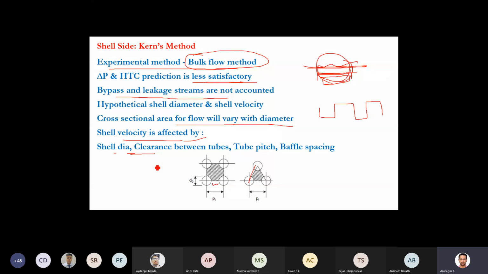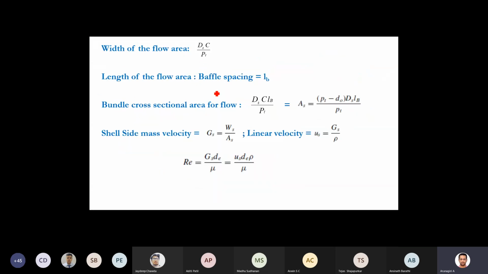But what Kern did, he calculated the velocity using this flow area AS. So the shell side mass velocity GS is equal to WS by AS. The linear velocity US is equal to GS by rho. But how did he calculate this bundle cross-sectional area for flow? Based on this DS, this is the cross flow area, where C is the clearance, that is PT minus D naught, and LB is the baffle spacing, the length of the flow area.